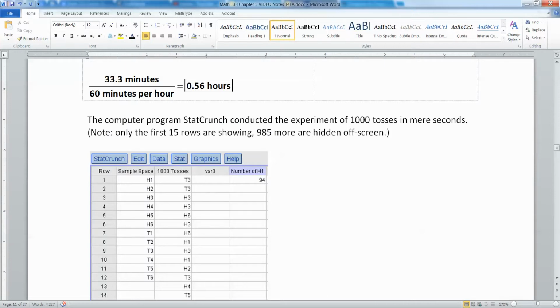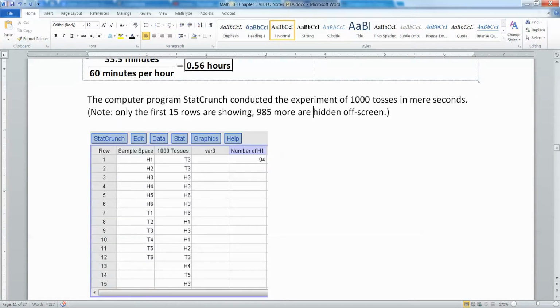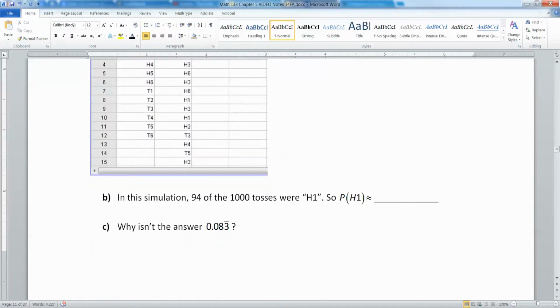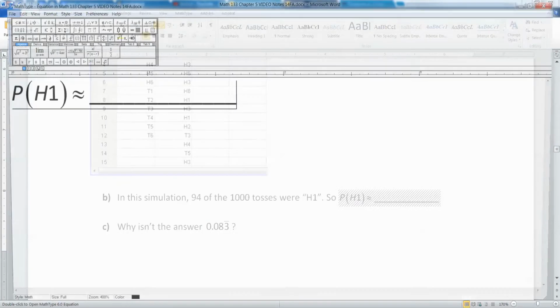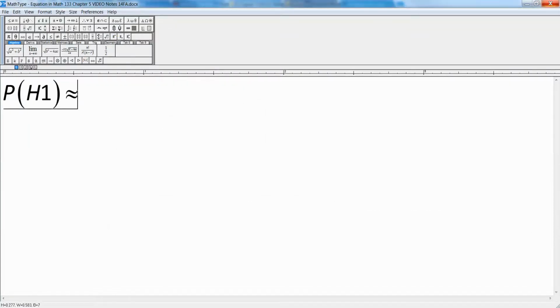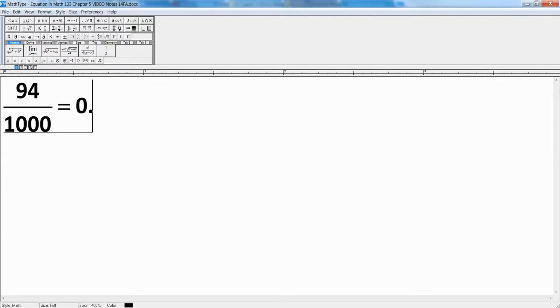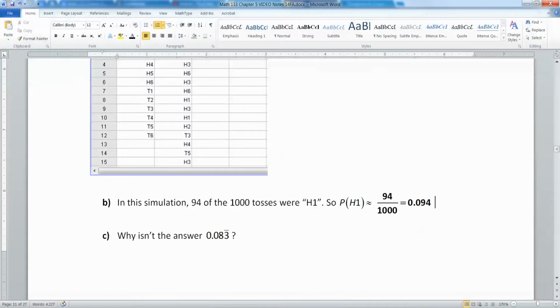For example, here, I had StatCrunch do it 1,000 times, and I'm showing you the first 15 rows here. The number of H1 in this particular example was 94, because that's just the way it worked out. So if there were 94 H1s out of 1,000 tosses, that would make the probability of H1 94 out of 1,000, which would be 0.094. Great.